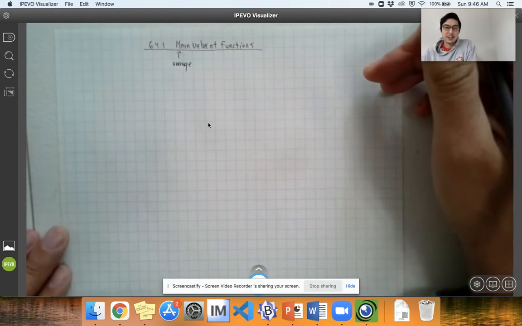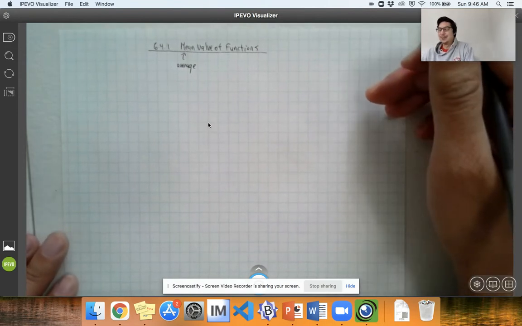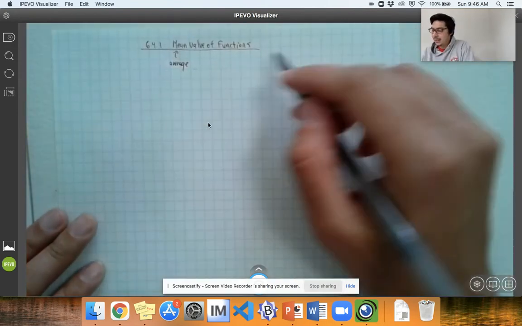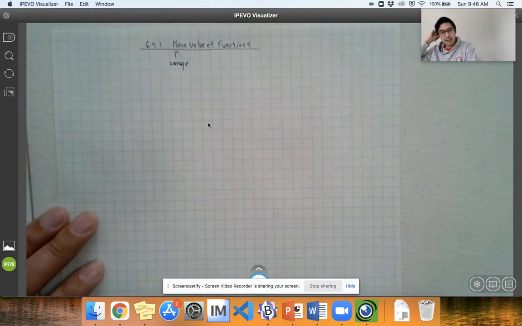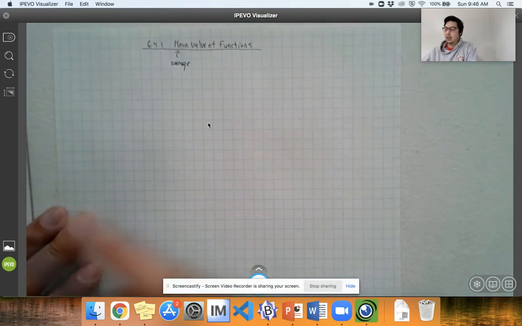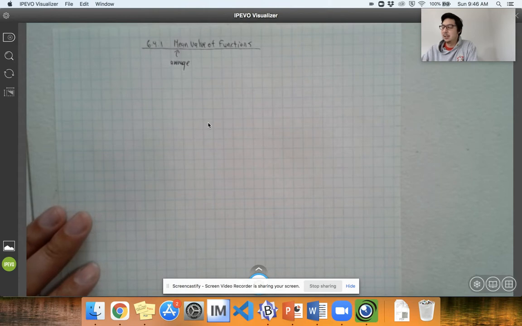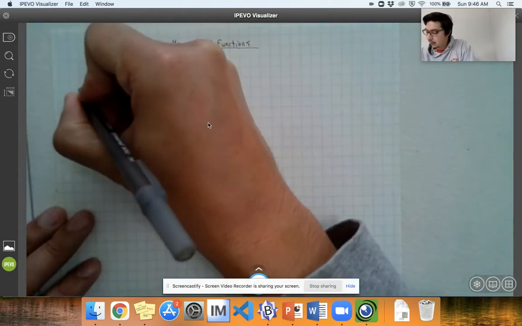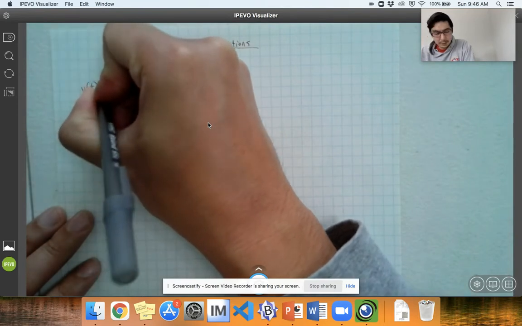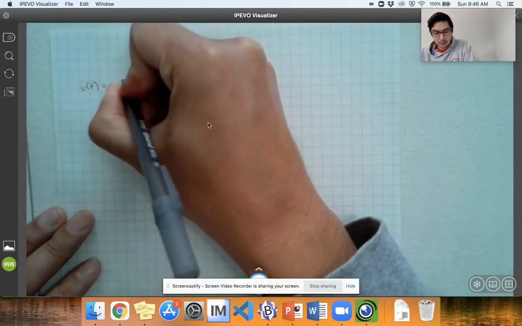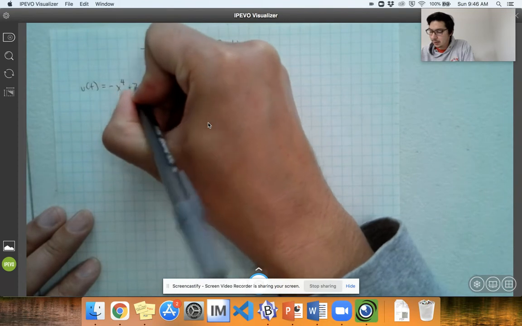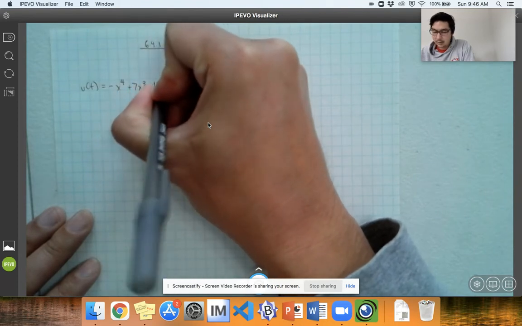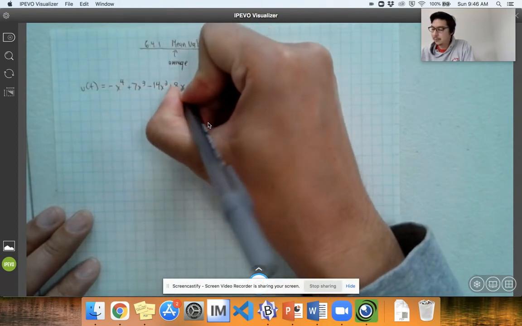And any of you in AP Stats right now, I'm sure you know what mean means. So what's the average value of functions? What does that look like? And we're building into a very big theorem that you're going to see in the next video or two. So let's say we have a velocity function given by negative x to the fourth plus 7x cubed minus 14x squared plus 8x.